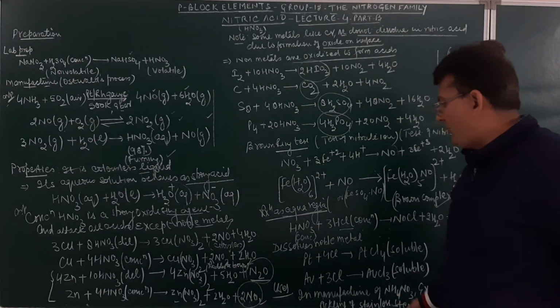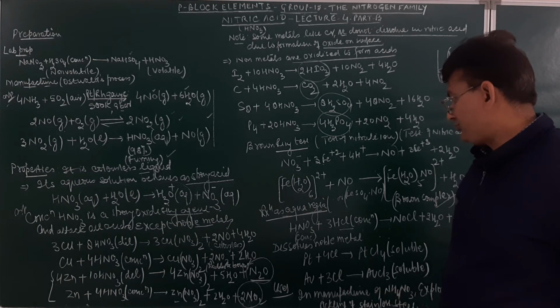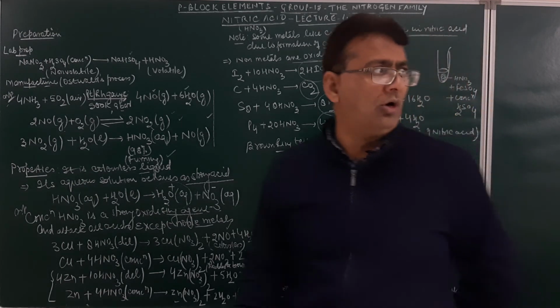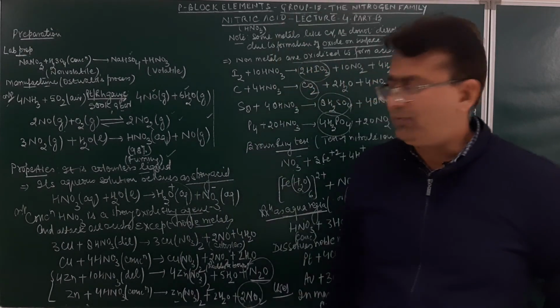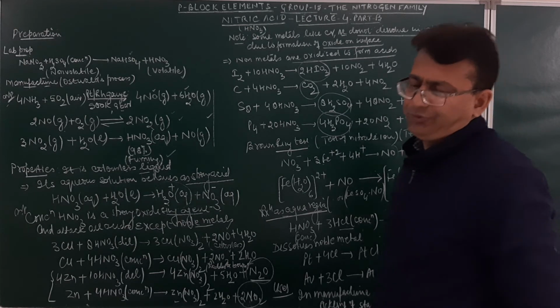Fine. So noble metals do not react with nitric acid, but these, when made to react with aqua regia, will form a soluble salt over here. Am I clear? There is one more thing, student.